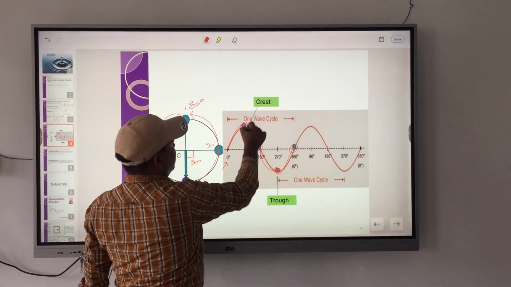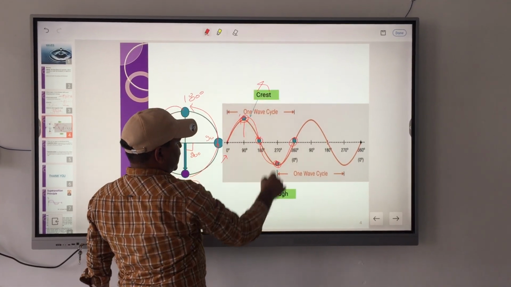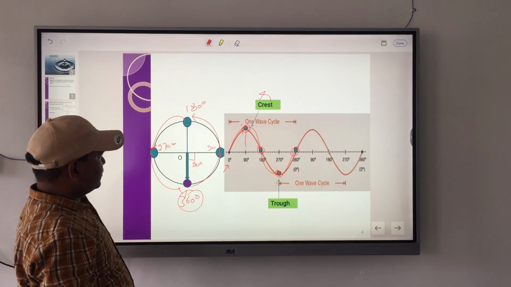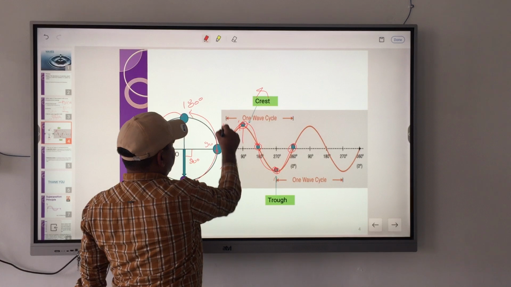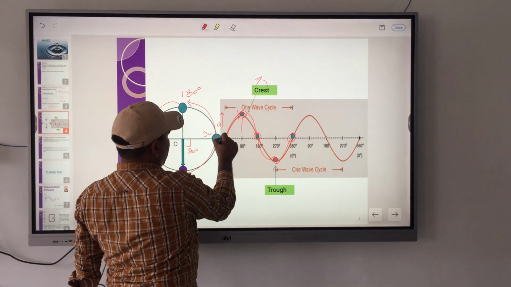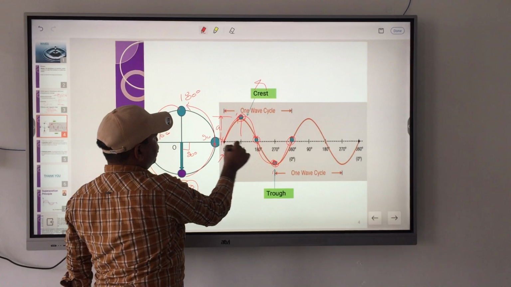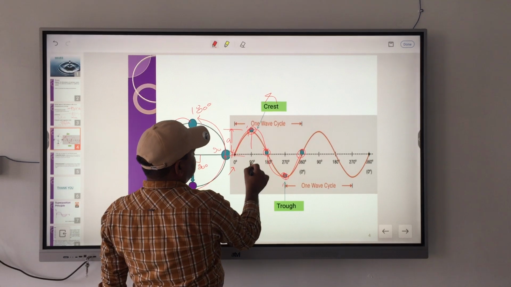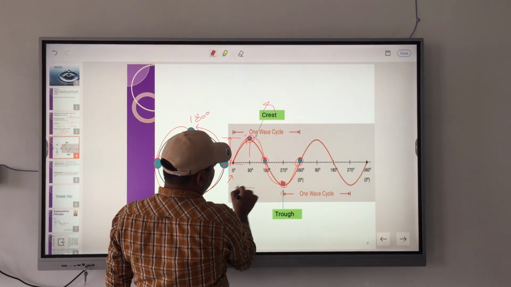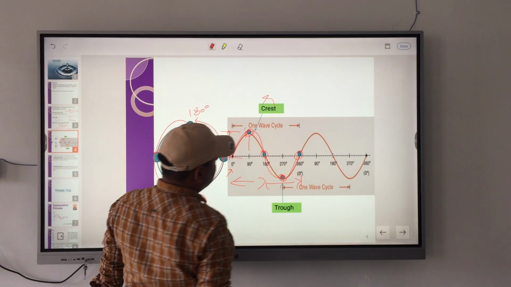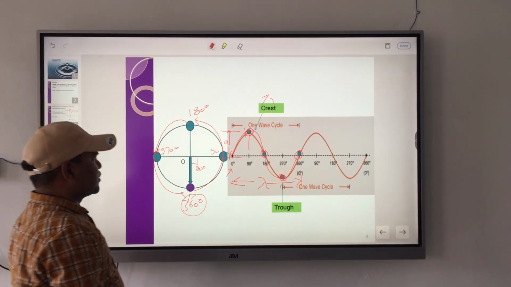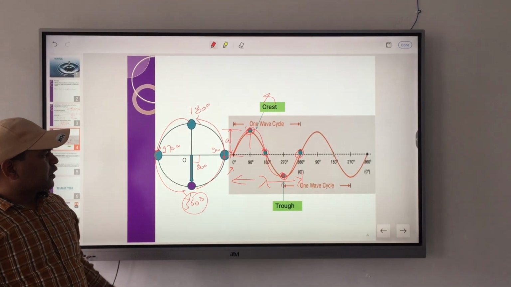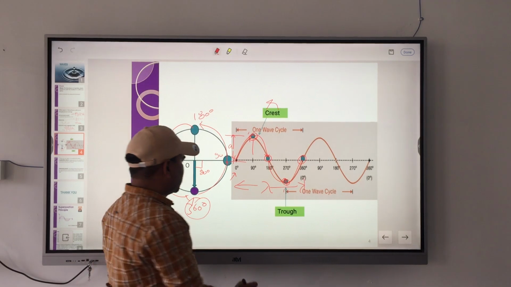So here the top side is called the crest, and the bottom one is called the trough. And this is our amplitude. How much amplitude we provide will decide our amplitude. And the wavelength is the full length, so this is our wavelength. And the time period is for the formation of one wave. The time taken by the wave to form one wave is called the time period.